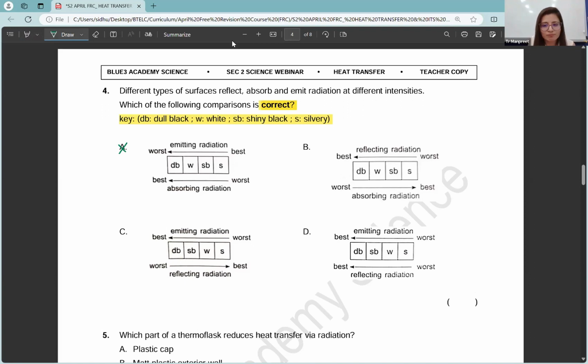Next one, B. Silver. Worst reflecting? No, it's actually one of the best. So we know, okay, wrong. Cross out. So you're left with 2. C. Silver. Emitting radiation, not the best, right? But dull black is the best. Not the best, worse. Let's look at reflecting. Yes, it's the best. So we know this is likely going to be the answer. We just check D to confirm. Silver, worse in emitting radiation, in reflecting. We know it's wrong, because in reflecting, it is actually one of the best. So we know directly, we get the answer C.